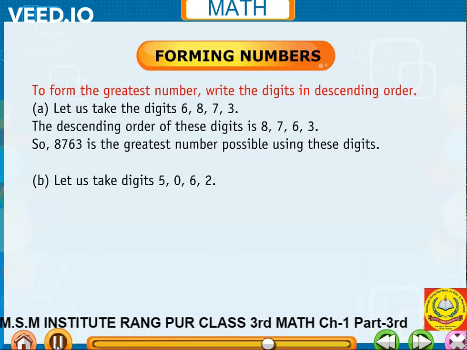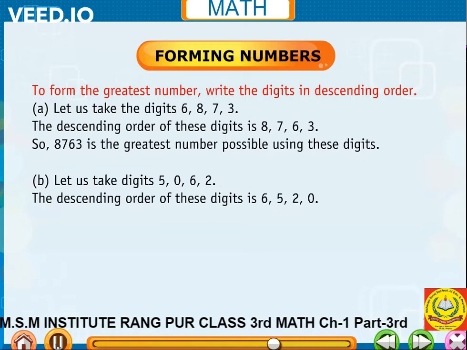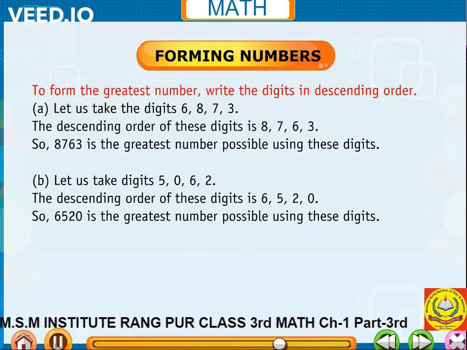Let us take digits 5062. The descending order of these digits is 6520. So, 6520 is the greatest number possible using these digits.